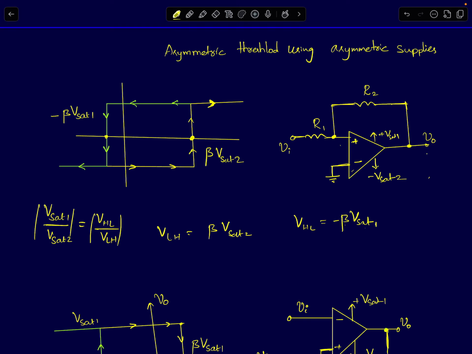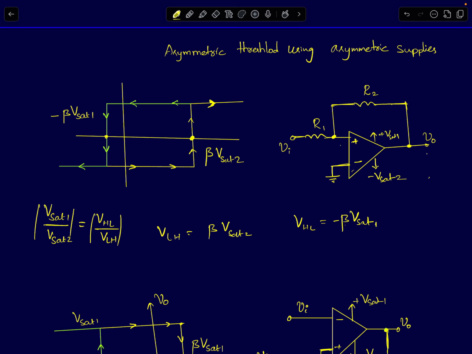Hi everyone. Previously on our discussions on Schmidt triggers, we looked at circuits to realize Schmidt triggers with symmetric and asymmetric threshold voltages. Now in this lecture, I'll talk about some other ways of realizing Schmidt triggers with asymmetric threshold voltages that have not been discussed so far.